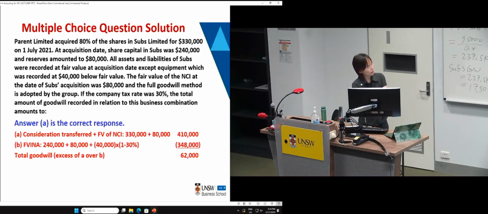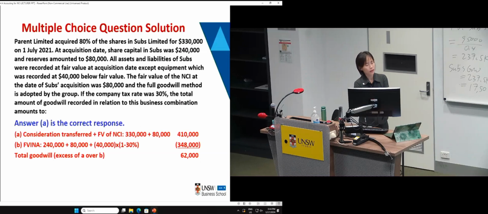Now, if you look at the equity balance of the subsidiary, that includes the share capital, 240,000, plus reserve, 80,000. And then you need a fair value adjustment because one of the items has a carrying amount recorded 40,000 below fair value, right? For these equipment, we need to prepare a fair value adjustment based on 40,000 multiplied by 70%. So the adjustment should be an after-tax adjustment. Now, once we get the net assets, let's compare these two. You can see consideration plus fair value of NCI is greater than the net assets, the difference representing the total goodwill in relation to this business combination.